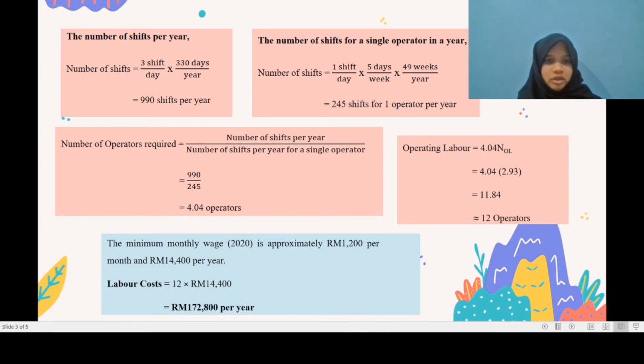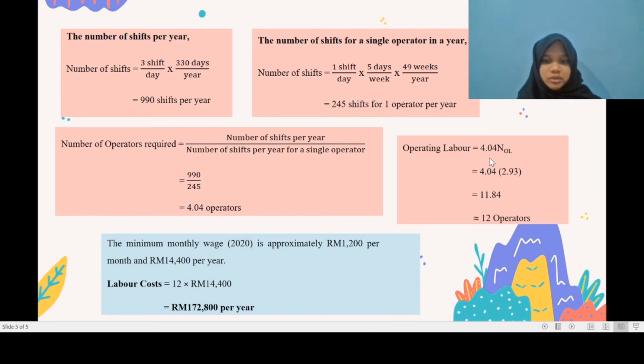So a single operator needs to work 5 days per week. So this is the number of shifts per year, which is 990 shifts per year, and the number of shifts for a single operator in a year is 245 shifts for one operator per year. So after we got this, we will get the number of operators required, which is 4.04 operators.